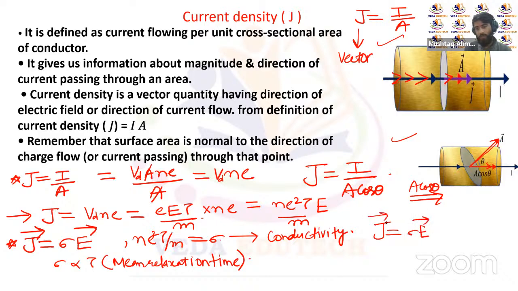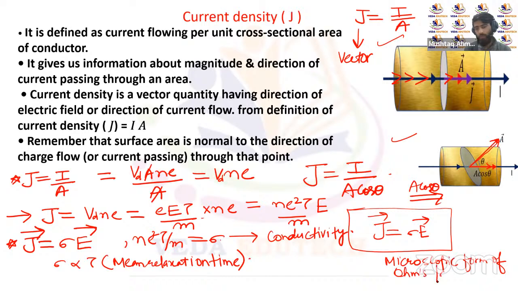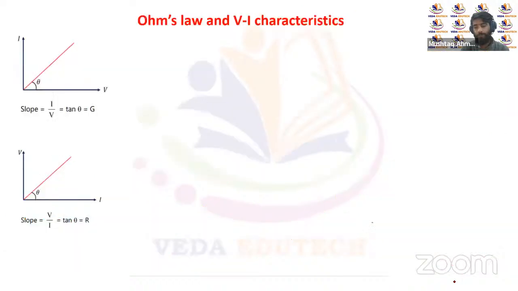This equation, J is equal to sigma E, we call the microscopic form of Ohm's law. It shows that the direction of the current density is along the direction of the electric field vector. So this is what we call the microscopic form of Ohm's law.